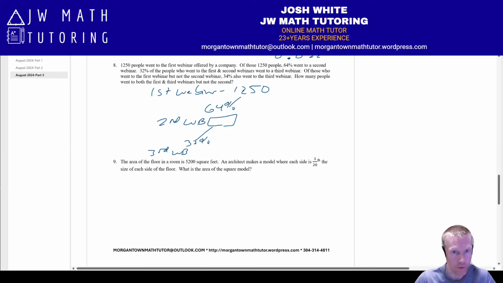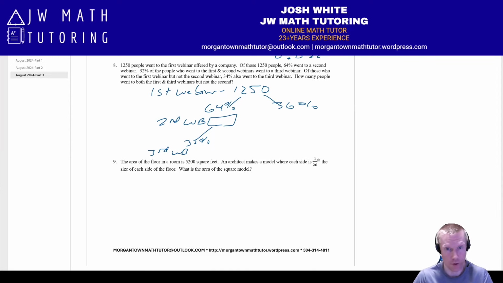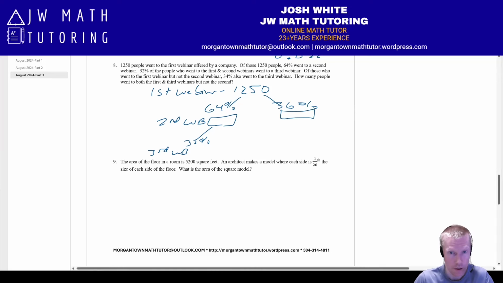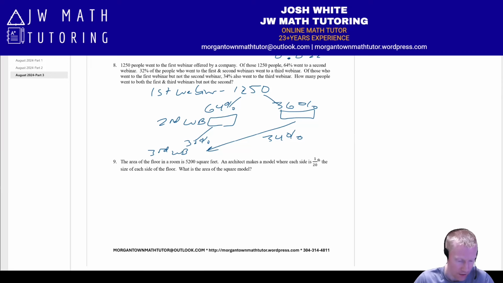Of those who went to the first but not the second, which would be basically 36% over here, because you either went to the second or you didn't, so these two percentages have to add up to 100, that's where the 36 comes from, 34% also went to the third. So 34% of that value went to the third. How many people went to both the first and third webinars but not the second?